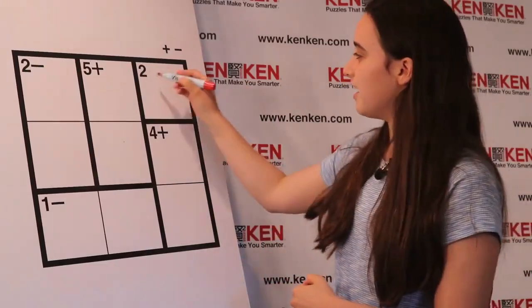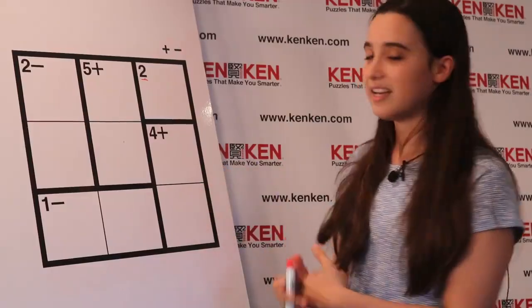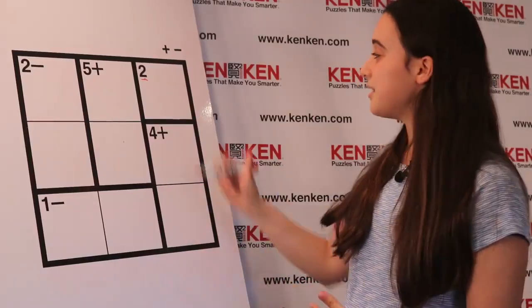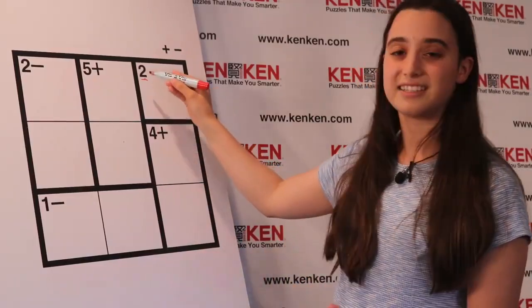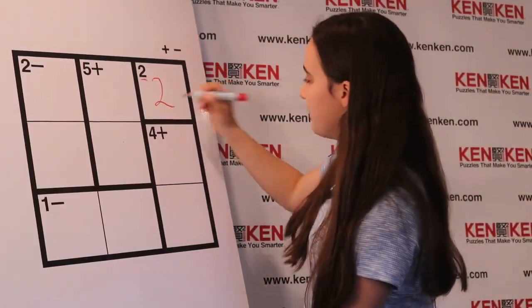So whenever you see a number in the upper left-hand corner of a cage without an operation, it's called a freebie. And that means the number that goes into the box is exactly the same as the number that's up here. So we can just put a 2 right here.